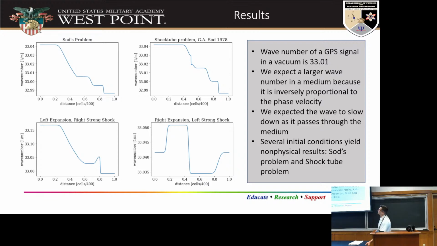However, some of our numerical difficulties and some things to consider is that several initial conditions yield unphysical results. As you can see, the wave number in shock tubes and Sod shock problems fall below the wave number in a vacuum, which could mean that the speed of light or conservation of energy is being violated. So that's something to consider and continue working through in the model.